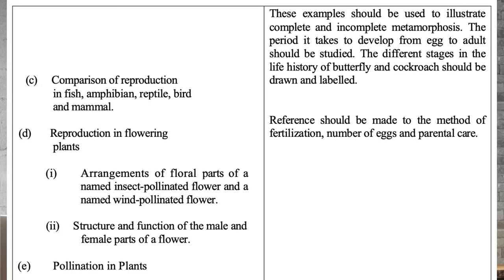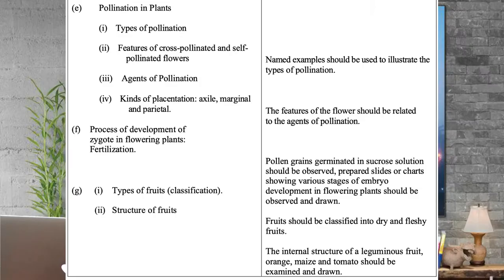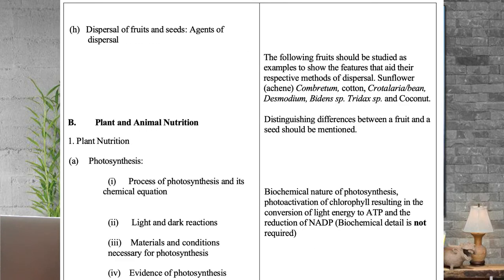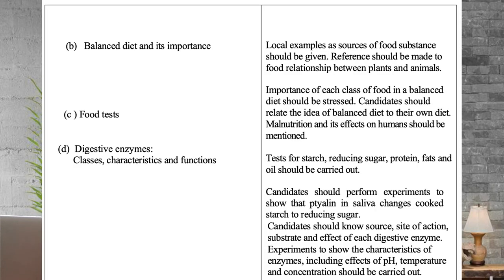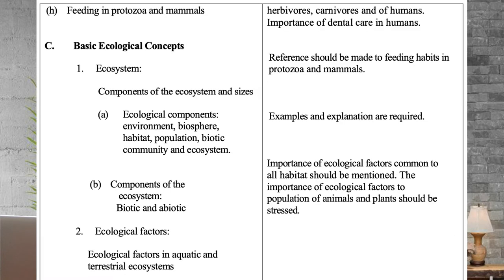Flowers, how do they pollinate? How does reproduction in flowers take place? What are fruits? And what are the classifications of fruits? What is the structure of fruits? And how do plants and animals feed? So what are their modes of nutrition? How does energy flow? How does an ecosystem work?